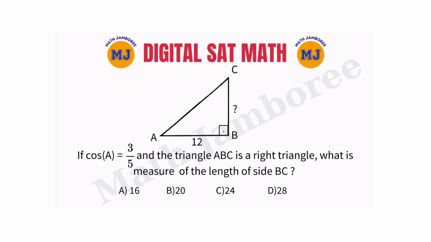So there is one triangle given, ABC, and the length of AB is 12, and BC is the question mark. If cosine A is 3 over 5, and the triangle ABC is a right triangle, what is the length of the side BC? So let's talk about SOH-CAH-TOA first.